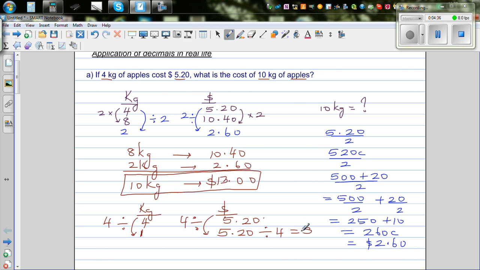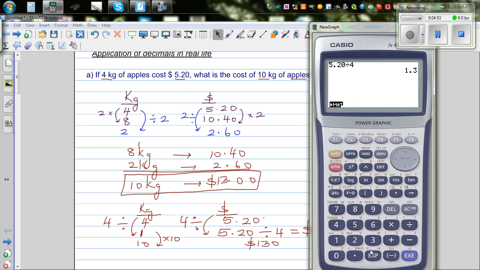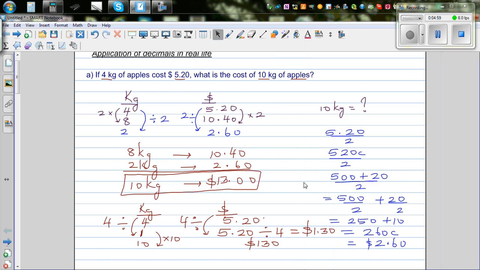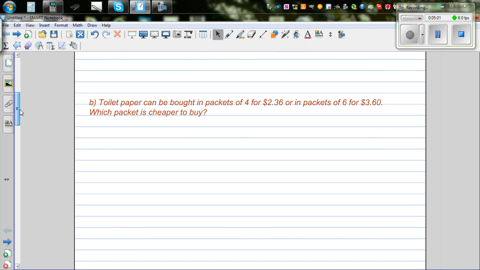This is $1.30. And then you find for 10 kgs. So this is becoming how many times bigger? So this is 10 times bigger. So you also multiply this by 10. And I hope you understand 1.3 times 10. 1.3 times 10 will give you $13. Okay. So let's move on.